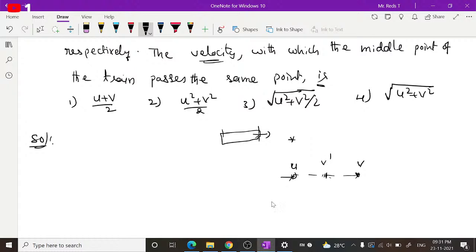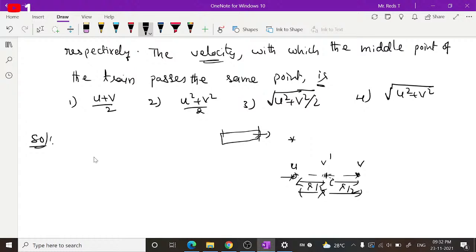Let us say this is the midpoint of these two. Let us say the distance between these two points is s, and this distance will be s by 2, and this also will be s by 2. Because it is moving with uniform acceleration, the same acceleration that covers this distance will cover this distance also.